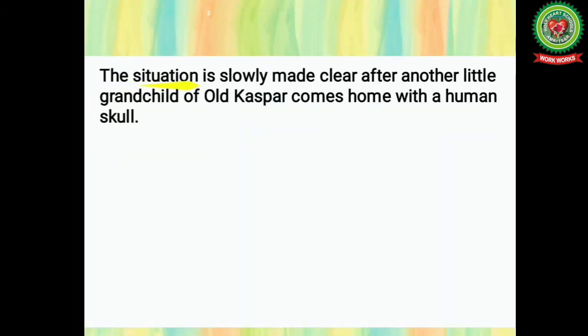The situation is slowly made clear after another little grandchild of old Caspar comes home with a human skull. Now students, here Southey's After Blenheim is an anti-war poem in the form of a ballad. A ballad is a long narrative poem that tells a story. It is a heightened narration that uses different narrative techniques like rhymes and figures of speech.